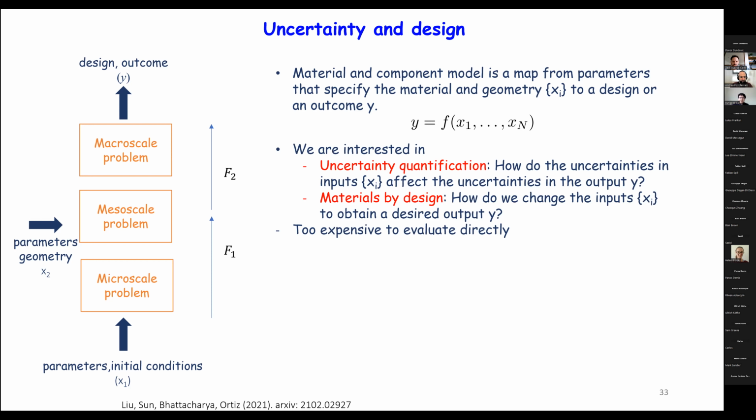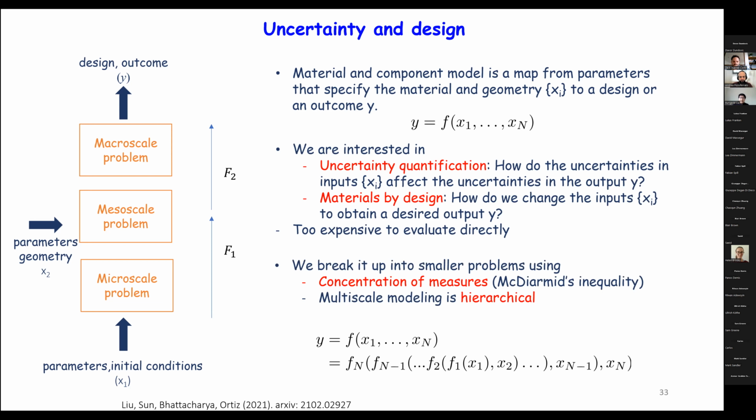So we're asking, is there a way that we can break this down, do some sort of divide and conquer approach, so that we can reduce our computational effort? It turns out that we can do this, and the theory that allows us to do this is called concentration measures. To be more specific, there's a theory called McDiarmid inequality that allows us to do this.